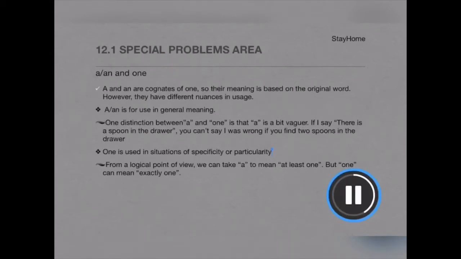One distinction between a and one is that a is a bit vaguer. If I say, for example, there is a spoon in the drawer, you can say that I was wrong if you find 2 spoons in the drawer, because a is vaguer. Meanwhile, one is used in situations of specificity or particularity. From a logical point of view, we can take a to mean at least one, but one can mean exactly one.